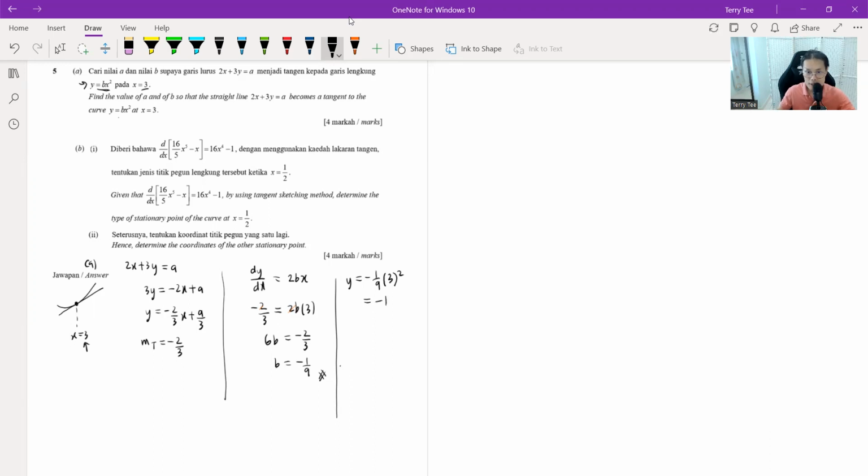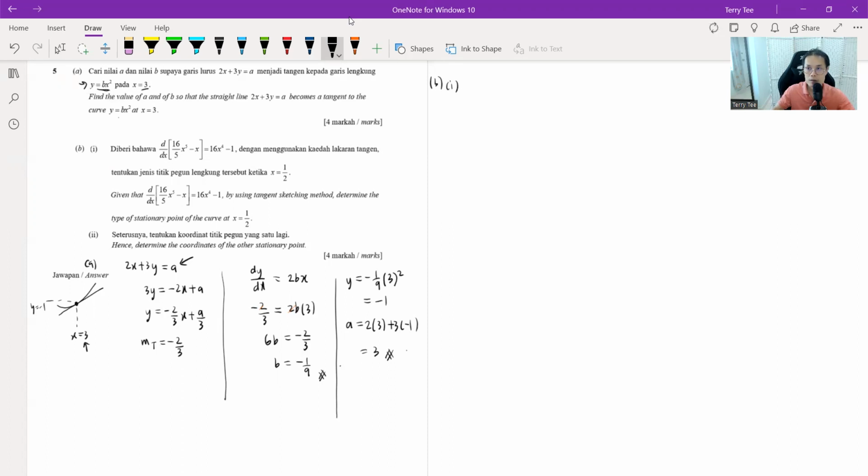If my y value is negative 1, we can sub inside this equation here, because I know my x is 3 and my y is negative 1. I sub inside here. I find my a. My a is 2 times 3 plus 3 times negative 1. My a value is just 3.